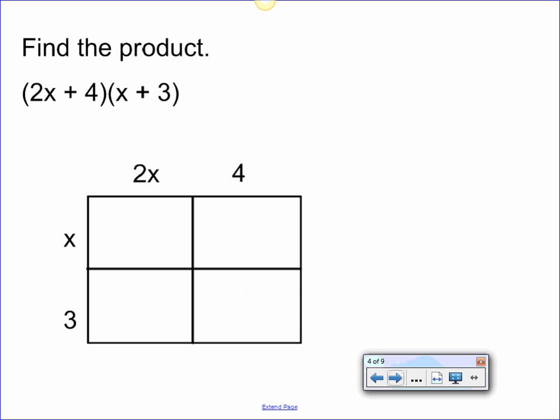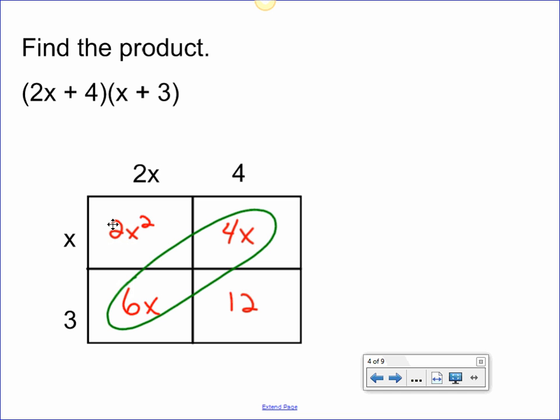Okay? So if I asked you to do this one, same idea. We find the area of each piece. So this would be a 2x squared. This would be a 4x. This would be a 6x. This would be a 12. You combine like terms right here. So your final answer would be 2x squared plus 10x plus 12.